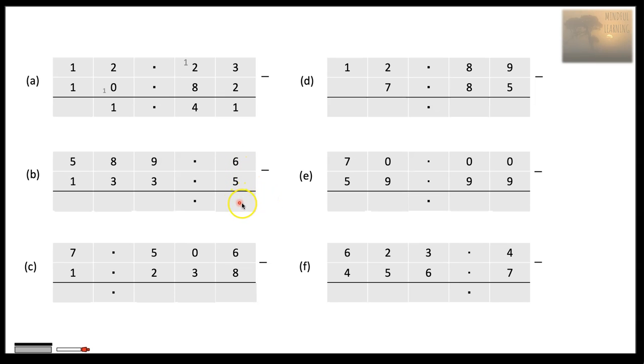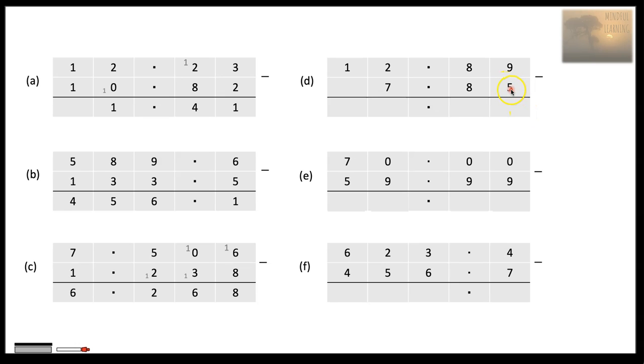5 from 6 goes 1, 3 from 9, 6, 3 from 8, 5, 1 from 5, 4. Nice easy one. 8 from 6 won't go, but 8 from 16 will, and we pay back. So 8 from 16 is 8. 4 from 0 won't go, but 4 from 10 will, and we've paid back. So 4 from 10 goes 6, 3 from 5 goes 2, and 1 from 7 goes 6.